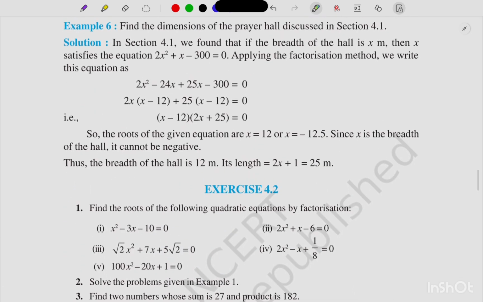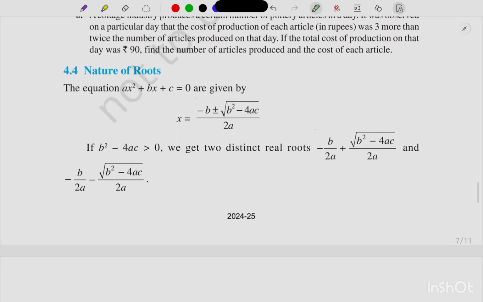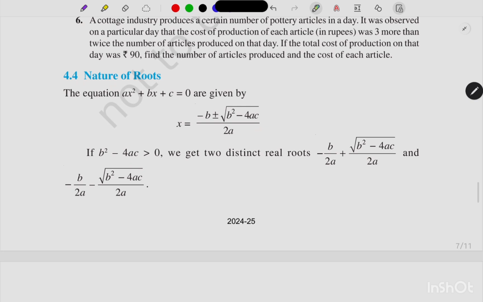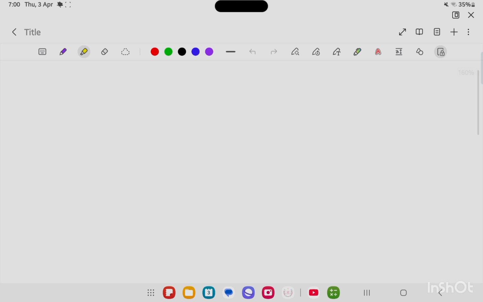Okay, so it seems to me there's a little problem. We did a direct jump into the quadratic formula, but no issues, we can continue. I'll make it clear. 4.4 nature of roots. So the solution of the equation ax square plus bx plus c is given by x is equal to minus b plus or minus root b square minus 4ac by 2a. Why? Now this is a pretty easy derivation, I will tell you.